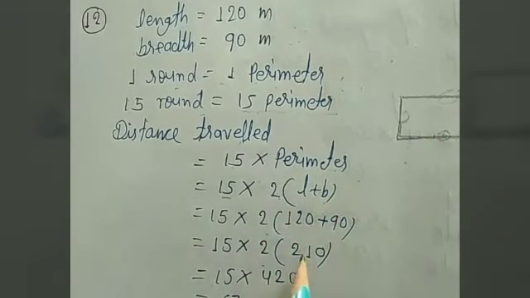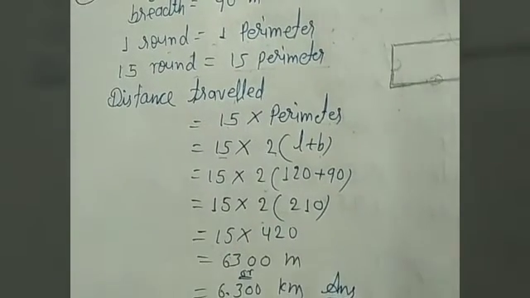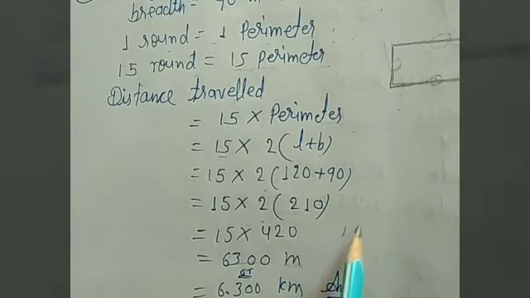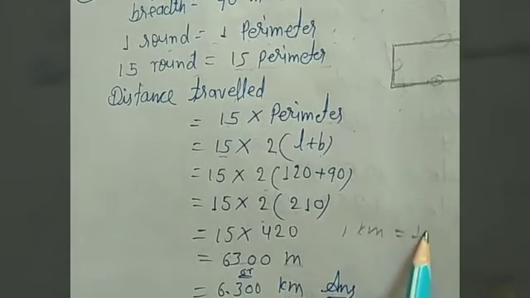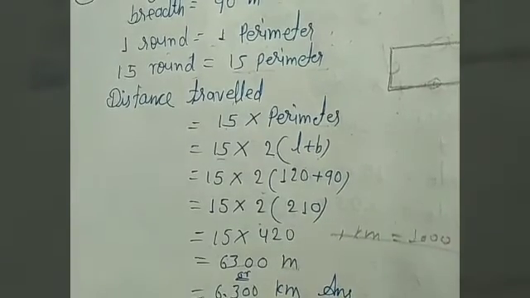2 into 120 plus 90, 210 into 2, 420, multiply by 15. 15 into 420 is 6300 meter. Or if you want to convert this value to kilometer, then you can write 6.300 kilometer, because 1 kilometer equals 1000 meter. This is the answer of this question.